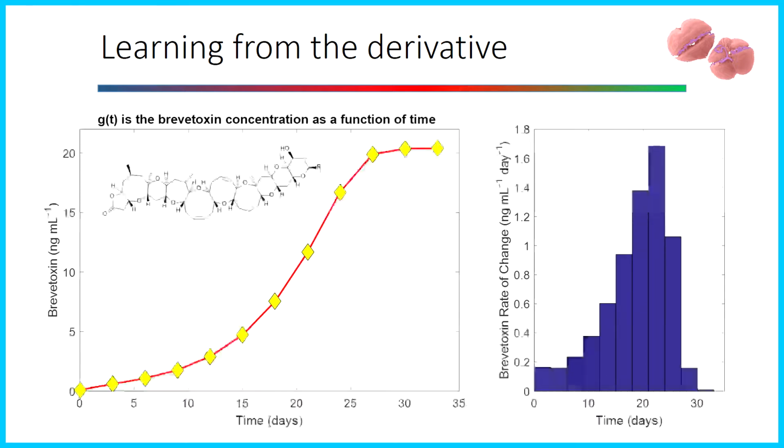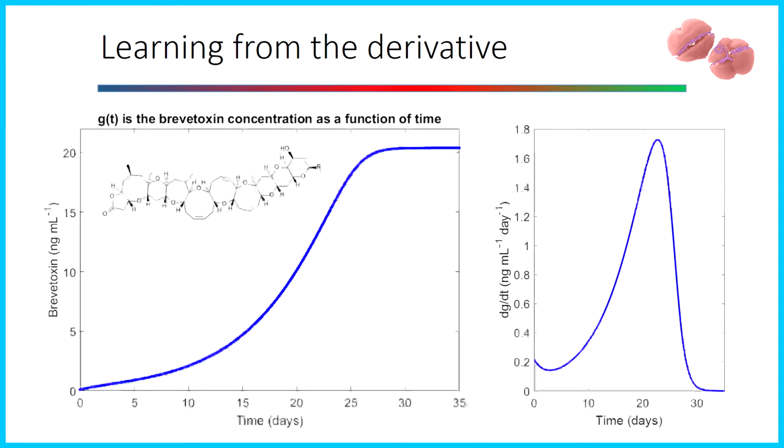And then we get this plot. Or we could figure out a way to make the measurements continuously and get this plot, which now gives us the true derivative, since we are looking at instantaneous rates of change. Or in other words, we're calculating the rate of change over an infinitesimally small time period. This shows us how brevetoxin concentrations and the rate of change of brevetoxin vary in time.